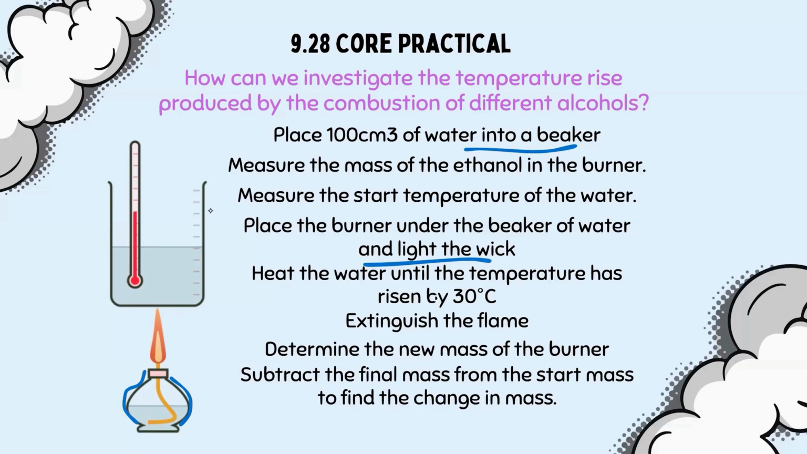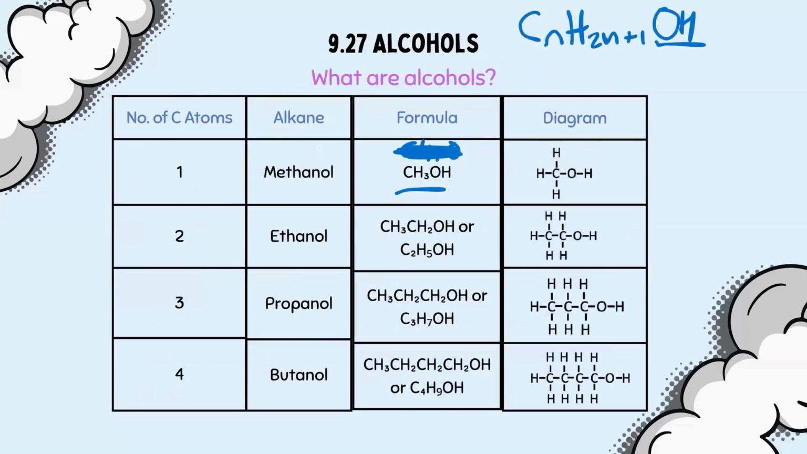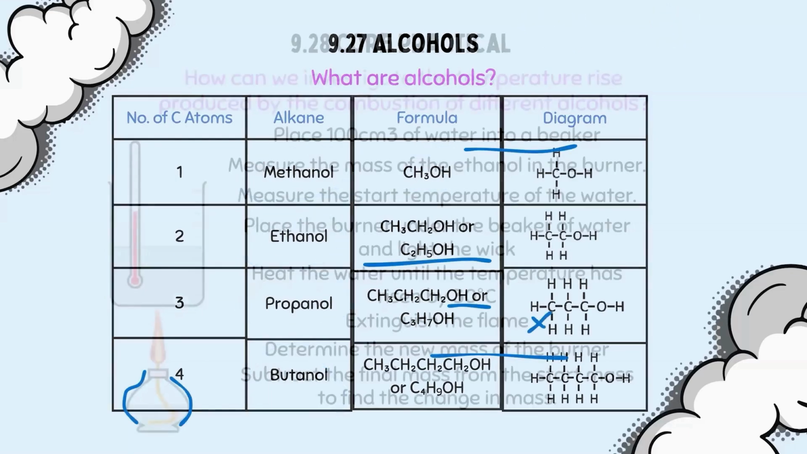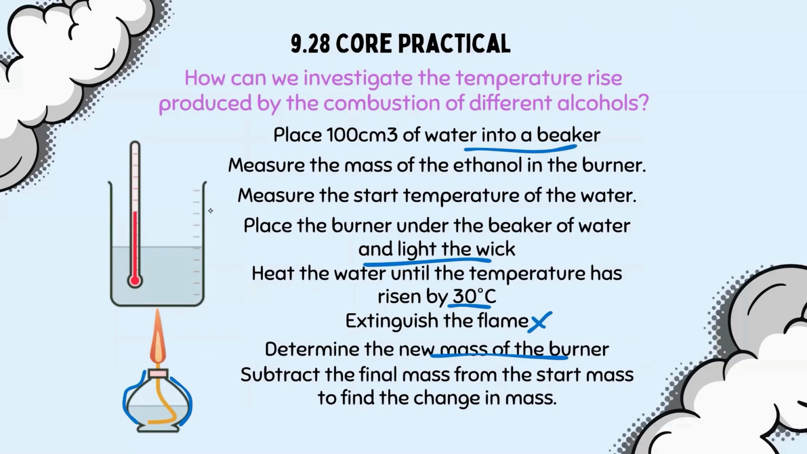Heat the water until the temperature has risen by 30 degrees, extinguish the flame, determine the new mass of the burner. So now we know how much of that particular alcohol was used to heat up by 30 degrees. So you do the same for methanol, ethanol, propanol, butanol, and see which one provides the most energy. So how much of it gets used up, increasing temperature by 30 degrees.